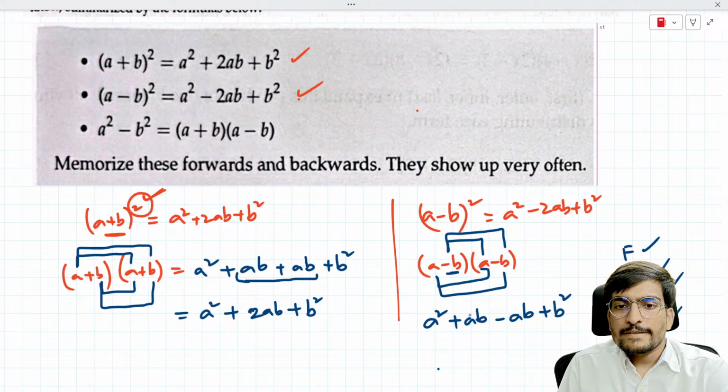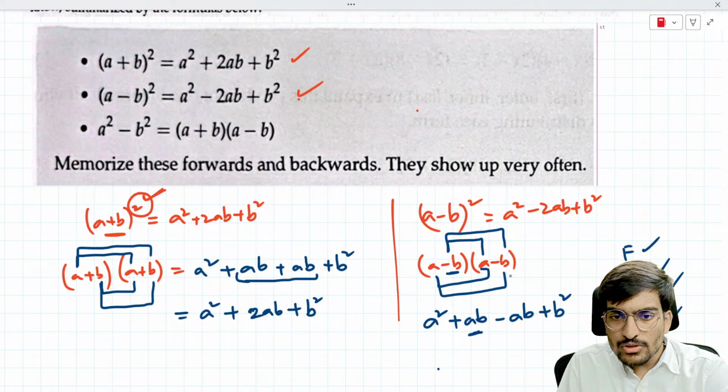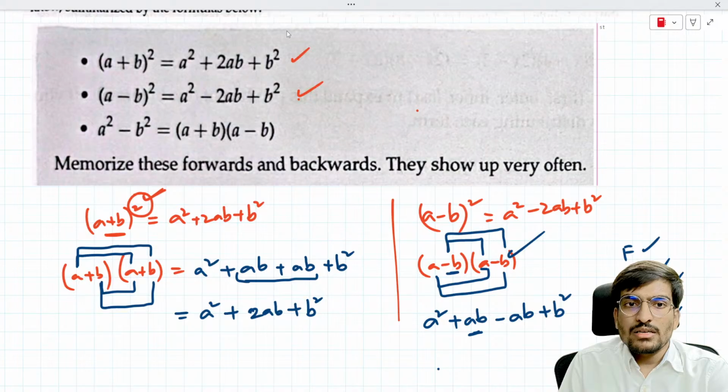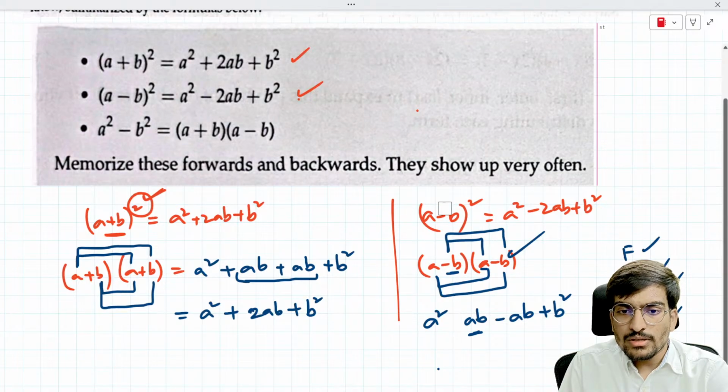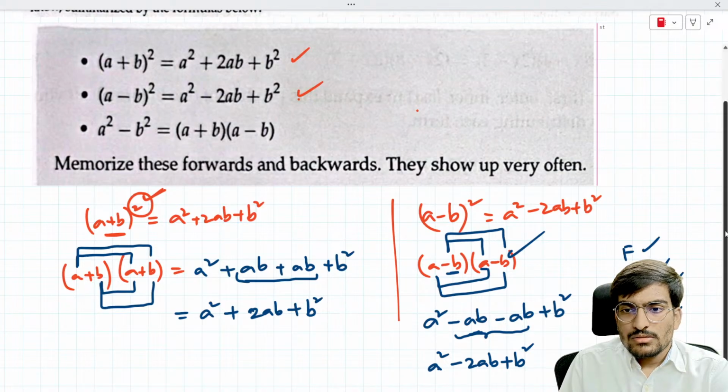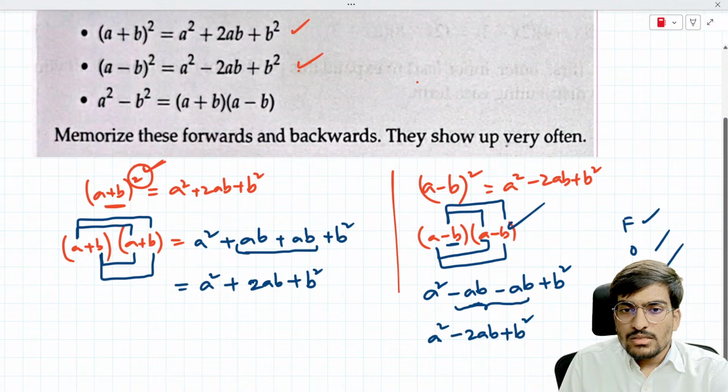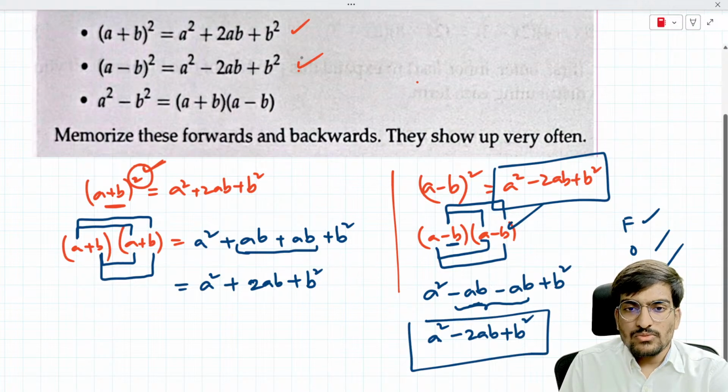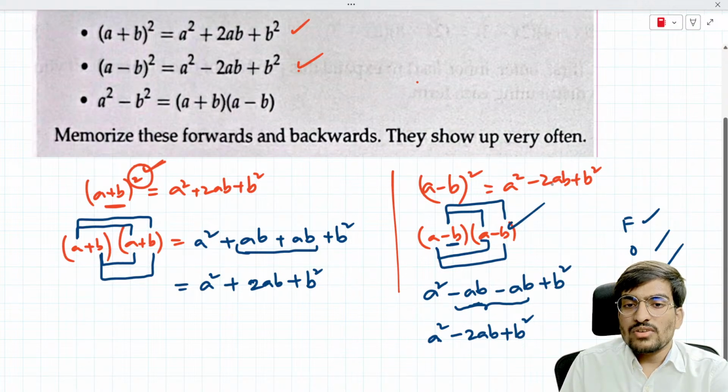So a into a is a square, and here you see I just wrote positive ab, here negative ab, right? Negative b is there, so it's negative ab, negative ab. So that's going to be a square and negative ab, negative ab, which is negative 2ab, plus b square. So now this is what we got: a square minus 2ab plus b square. This is how we got it. We were just trying to expand, and we got the a minus b whole square formula.